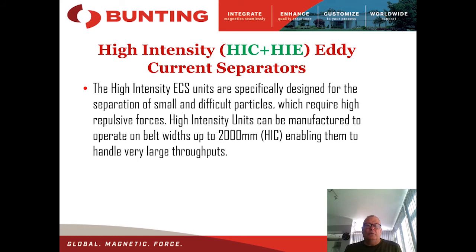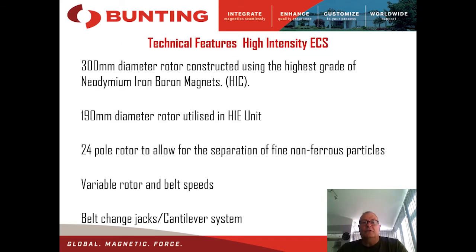So let's talk a bit about the high intensity units, the HIC and the HIE. These units, in the case of the HIC, the concentric unit, can be made up to 2 meters in width and handle very large throughputs. The technical features are, for the HIC, that we would have a 300 millimeter diameter rotor consisting of the highest grade neodymium boron magnets. The HIE, the eccentric version, will have a smaller diameter, 190 millimeters. Both have 24 poles, which allows for separation of very fine non-magnetic particles down to about 3 millimeters in size.